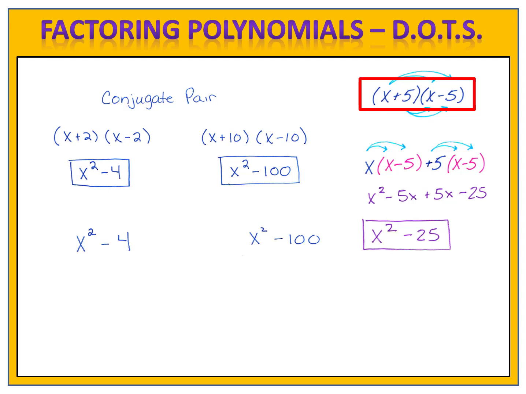In the first exercise, x squared minus 4, we see that we have a difference of two perfect squares. X times x gives us x squared, and 2 times 2 gives us 4. So the original binomials must have been x plus 2 and x minus 2. In the second exercise, we have x squared minus 100. Again, a difference of two perfect squares. X times x is x squared, and 10 times 10 is 100. Therefore, the two binomials must be a conjugate pair, x plus 10 times x minus 10.